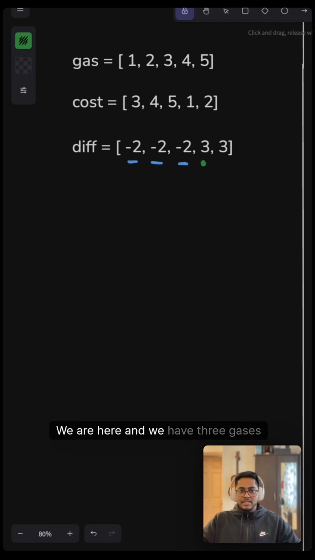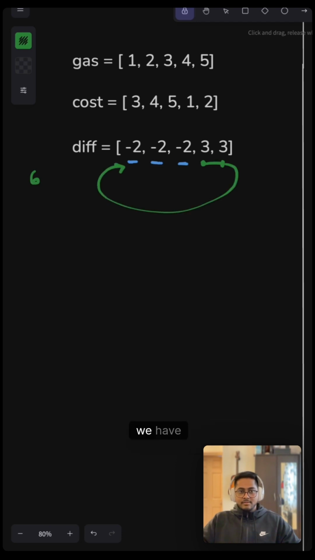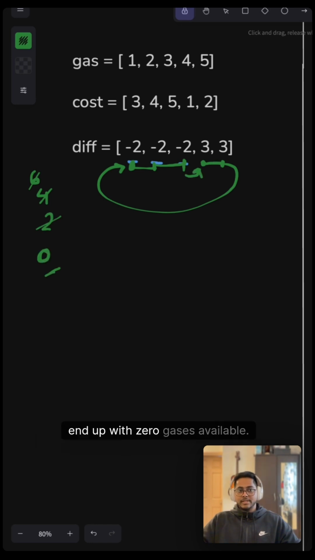We are here and we have 3 gas available. So we move to this one, and now we have 6 gas available. And when we move here, it's minus 2, so this will be 4. Now we are at this index. Again, we move from here to here. Now we'll be at our last index, and that will leave us with 2 gas, and we will use this 2 gas to reach this 3 right here, and that will end up with 0 gas available.